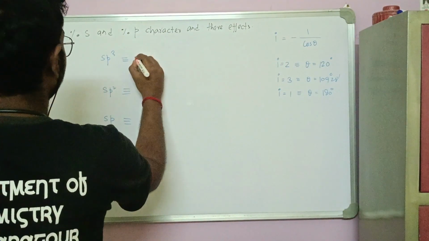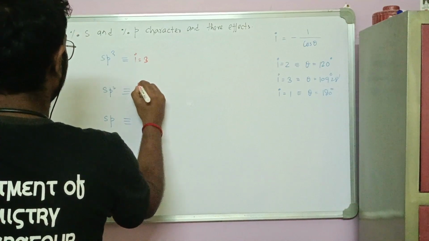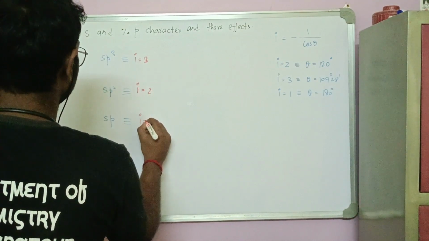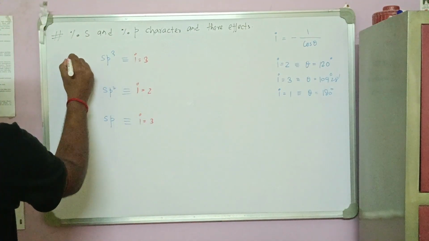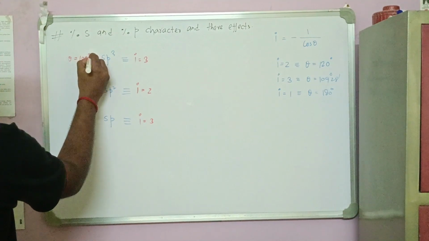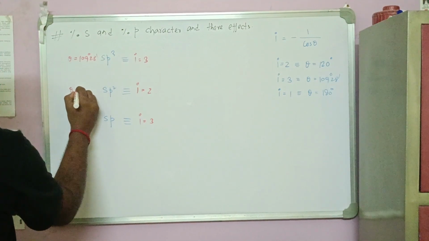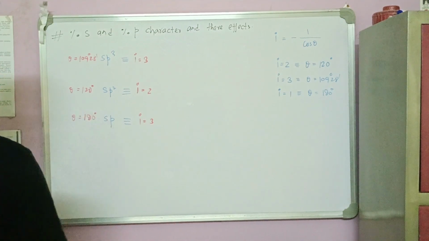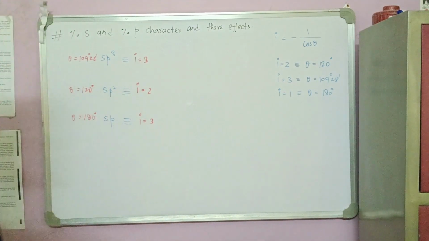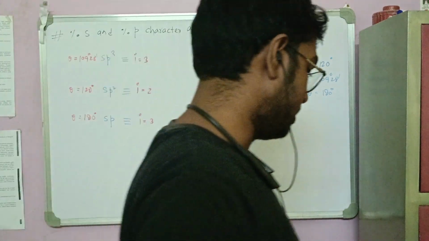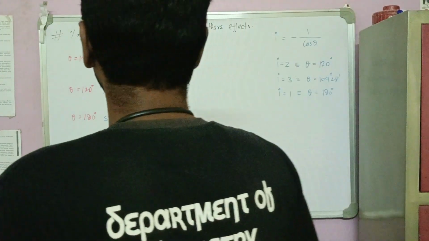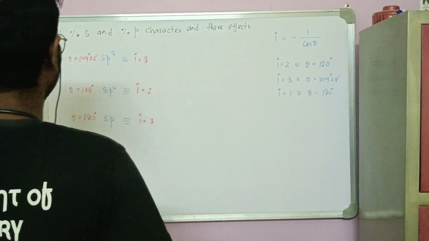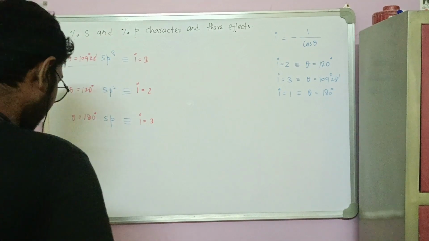Let's put it over here. i equals 3, i equals 2, i equals 1. So theta equals 109 degrees 28 minutes, theta equals 120 degrees, theta equals 180 degrees. So let's make the geometry upon the formation of this kind of hybridization. For sp3 we know that the theta value is 109 degrees 28 minutes.